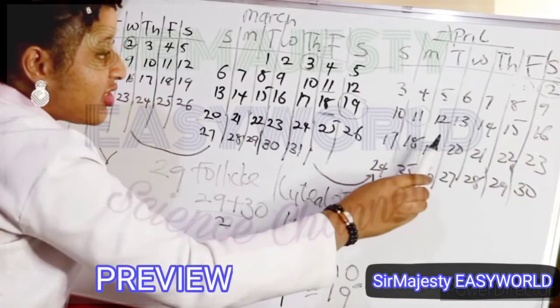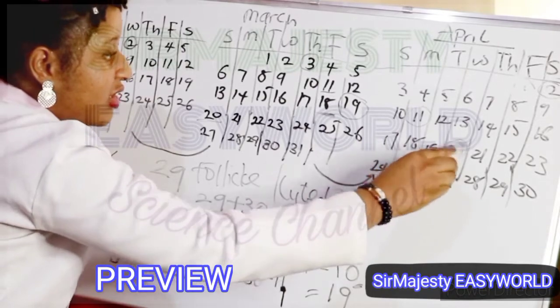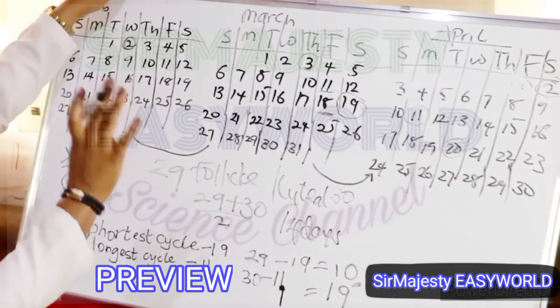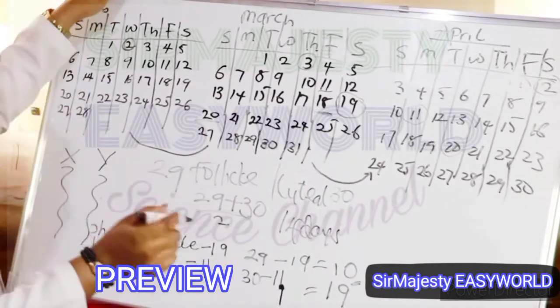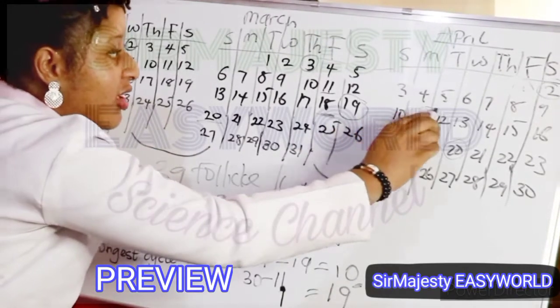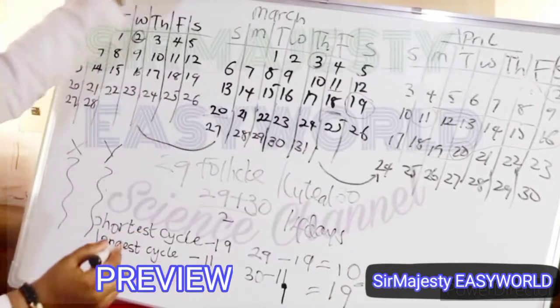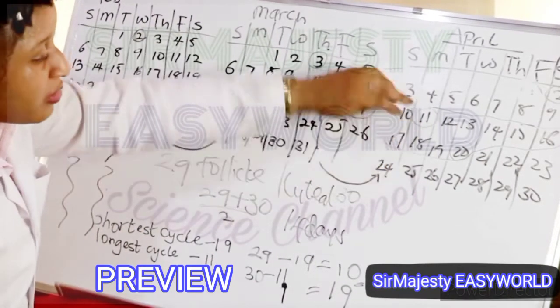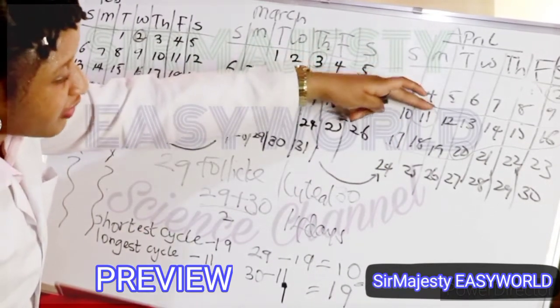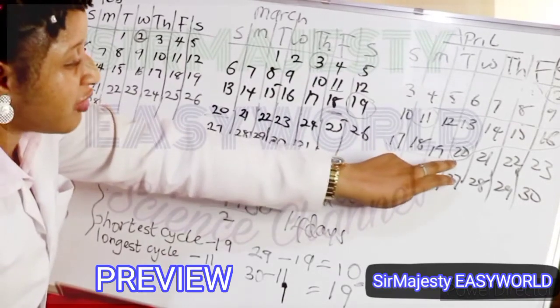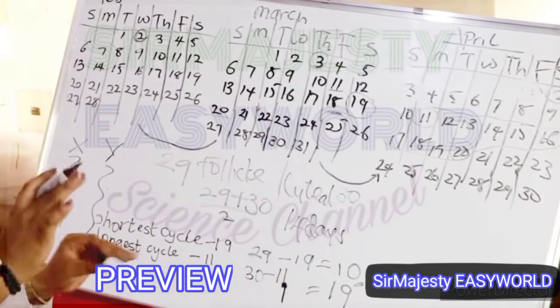15, 16, 17, 18, 19, and that's 20. So that means for this month, if I do not want to get pregnant, I should avoid having sex on these days. That's from the 11th on this calendar, from the 11th of April to the 20th of April, I should not have sex.